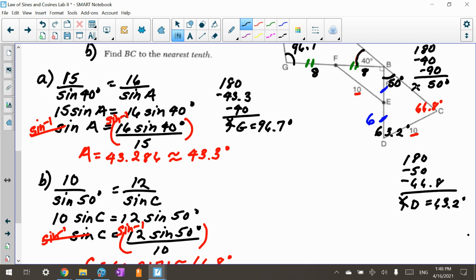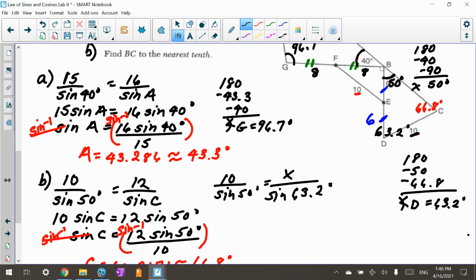Now, look, guys, I can do a law of sines and find that. So I can do 10 is to the sine of 50 again, because remember, that's what they gave us. Let's try that again. 10 is to the sine of 50 as, ready, x is to the sine of 63.2 degrees. And then I cross multiply, okay?